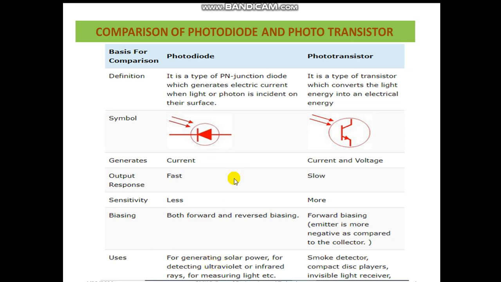And what is the use of the photodiode? The first is that it generates solar power, detects ultraviolet and IR rays, and is also used for measuring light. And the uses of phototransistors are smoke detectors, CD players and invisible light receivers. In many cases the phototransistor will be used.